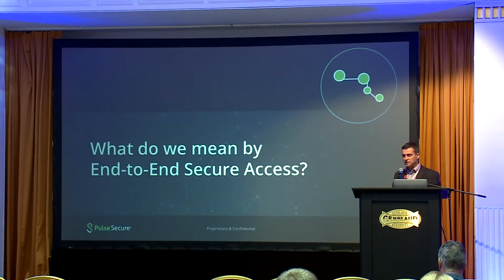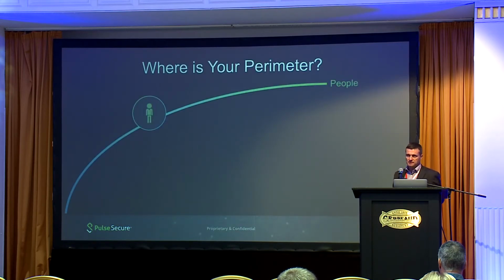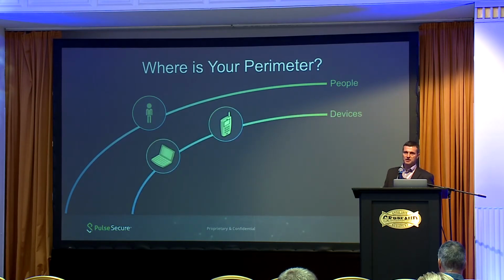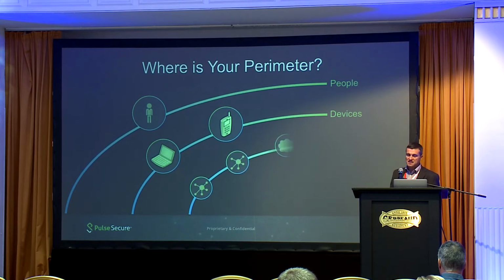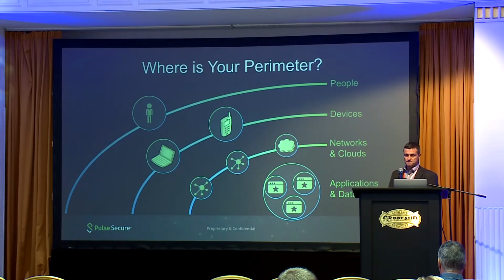So I'll just move on now and think about that thing we talked about earlier. What do we mean by end-to-end secure access? Because if you recall, the perimeter is something which is one of those things, it depends who you think of. Is your perimeter where the users are? Is it where your devices are? Is it about the networks, and which network? And is it about the applications?